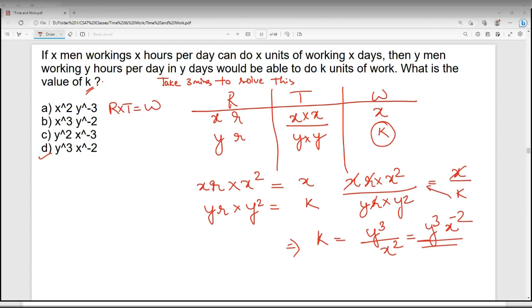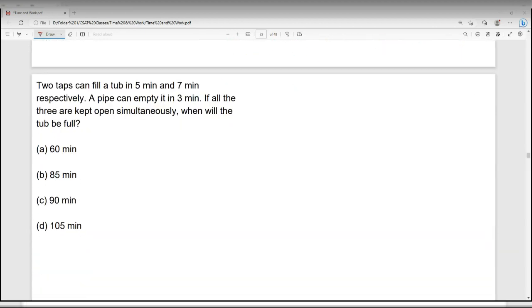Okay, we'll move to the next question. Please take 3 minutes to solve this. And the time is up. Please select the options that you have got. There are only 2 votes, so please select. So 50% have got option B, 50% have got option D. Nobody has got option A or option C.